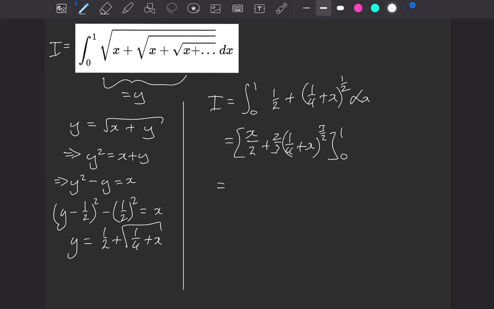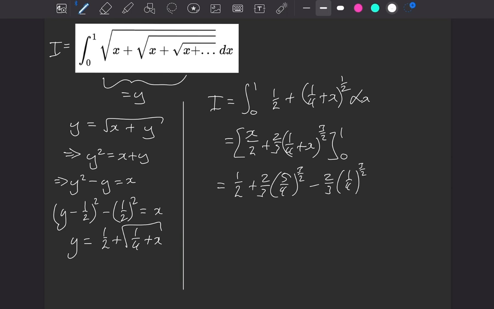When we stick in our 1, we're going to get 1/2 plus, this is going to be 5/4. So we'll have 2/3 multiplied by 5/4 to the 3 on 2. And then we'll subtract when we plug in 0. So plugging in 0 to that gives us 0. And plugging in 0 into here, we'll still get the 2/3, nice and simple. And then our bracket will just be 1/4. So we'll have 1/4 to the power of 3 on 2.